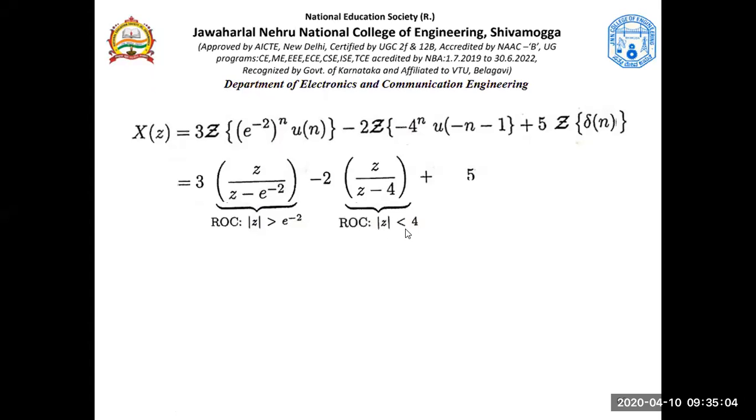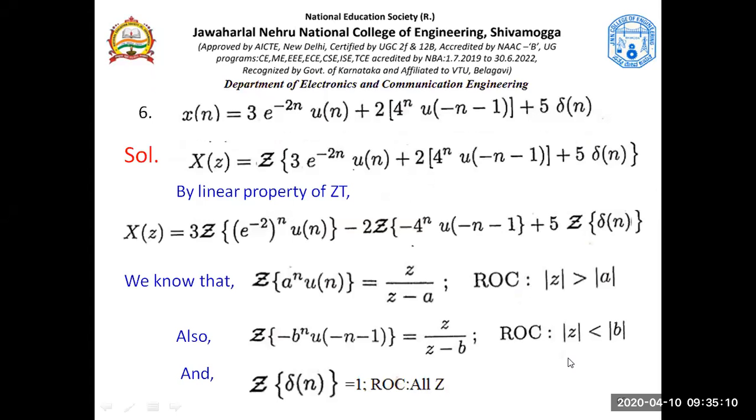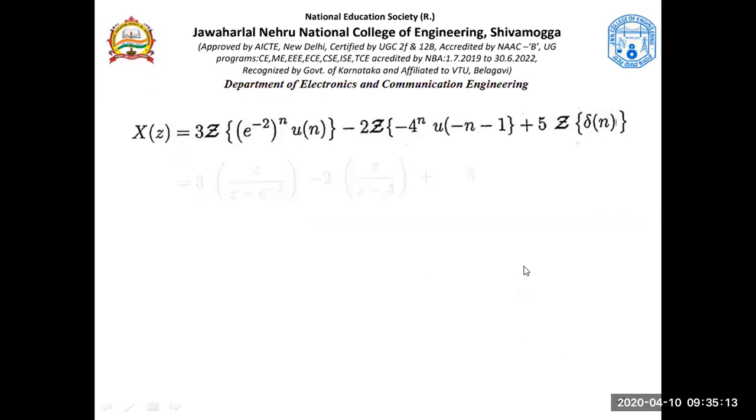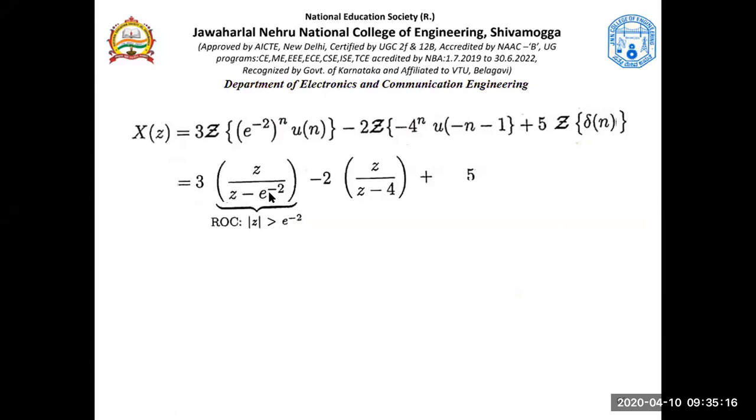Similarly, Z would be less than 4, because see the ROC here. Z is greater than A, Z is less than B, we have taken, right? So on that basis, they have taken Z is greater than a, that is e power minus 2, Z less than b, that is Z less than 4, and this is all Z for delta of n. Fine. Now, therefore, the ROC can be taken as it is not all Z. This is eliminated. So the ROC would be greater than minus 2 and less than 4. This also is a ring in the Z plane, which is greater than minus 2 and less than 4.